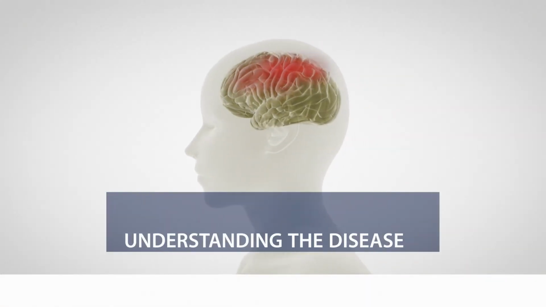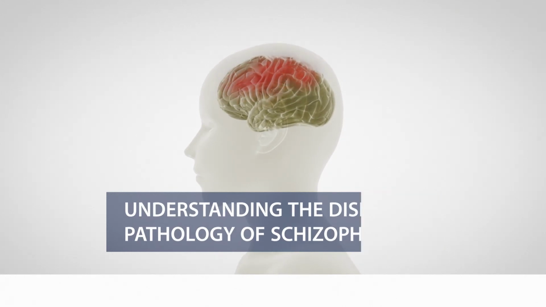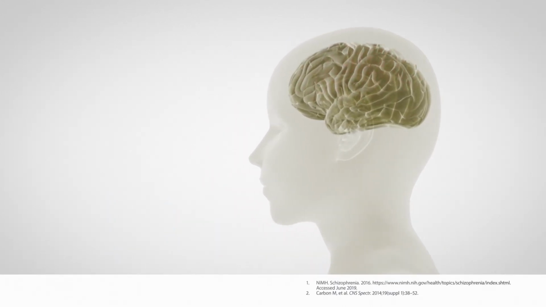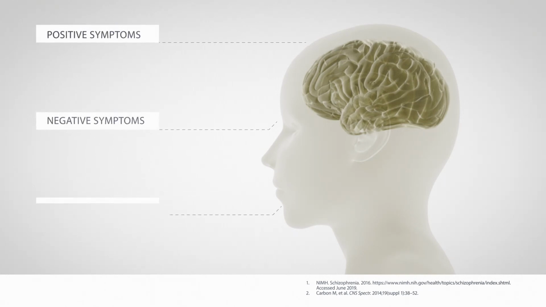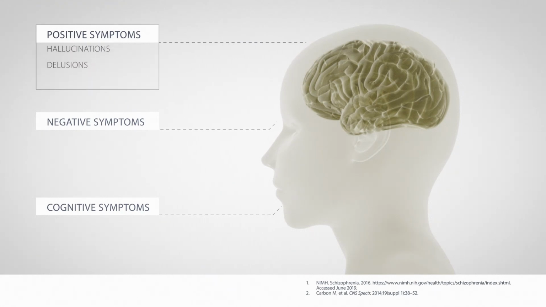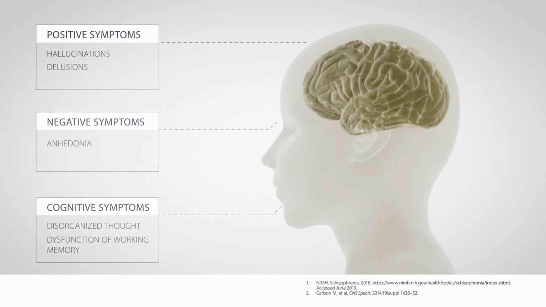Understanding the disease pathology of schizophrenia. Manifestations of schizophrenia are commonly divided into positive, negative, and cognitive symptoms. Positive symptoms are most readily associated with the disorder and are the target of currently available treatments. Yet cognitive and negative symptoms also have a substantial impact on patients' ability to function in society, with existing treatments not being effective for these symptoms.